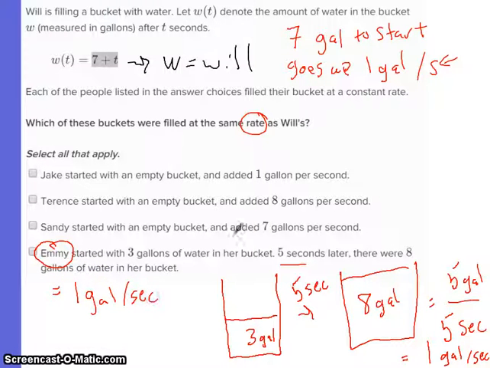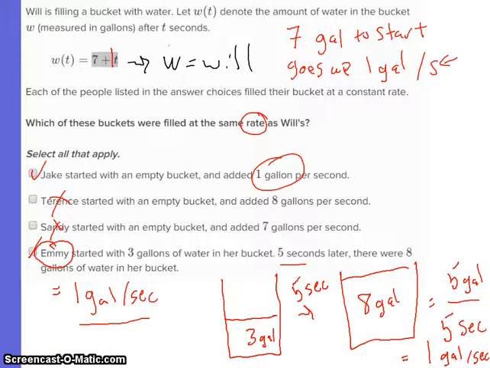Now, it's been so long I can't remember what I was trying to do. I wanted to match 1 gallon per second, so Jake was 1. Terrence and Sandy were not 1. Is Emmy 1 gallon per second? Valerie? Is Emmy adding water at a rate of 1 gallon per second, just like Will is? Yes, she is. So the 2 correct answers are Jake and Emmy.